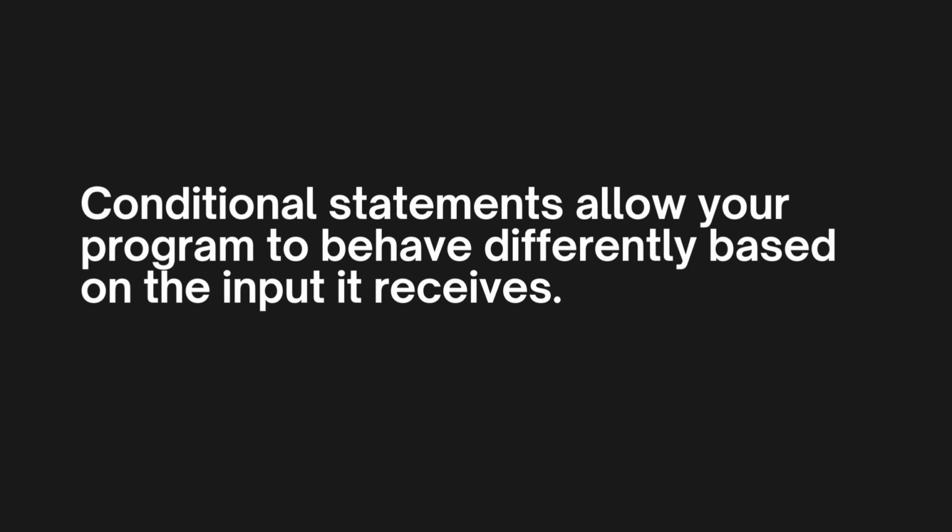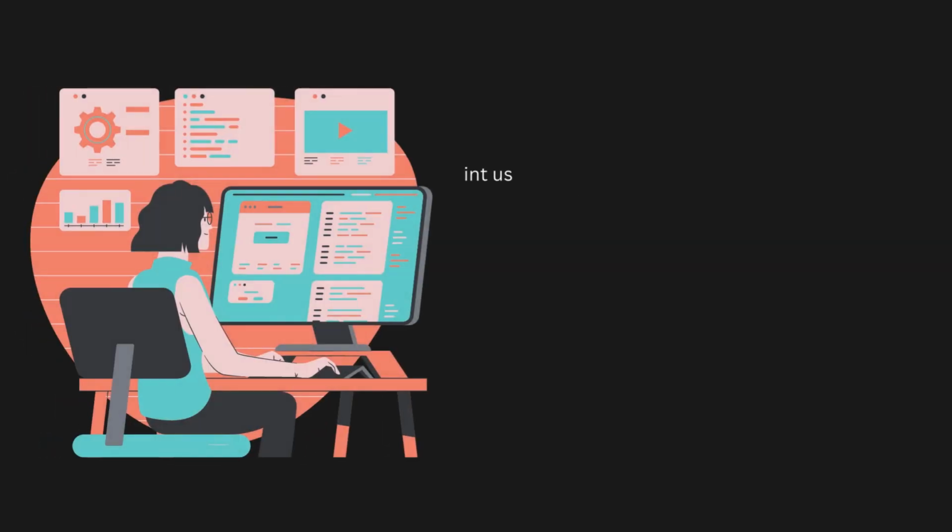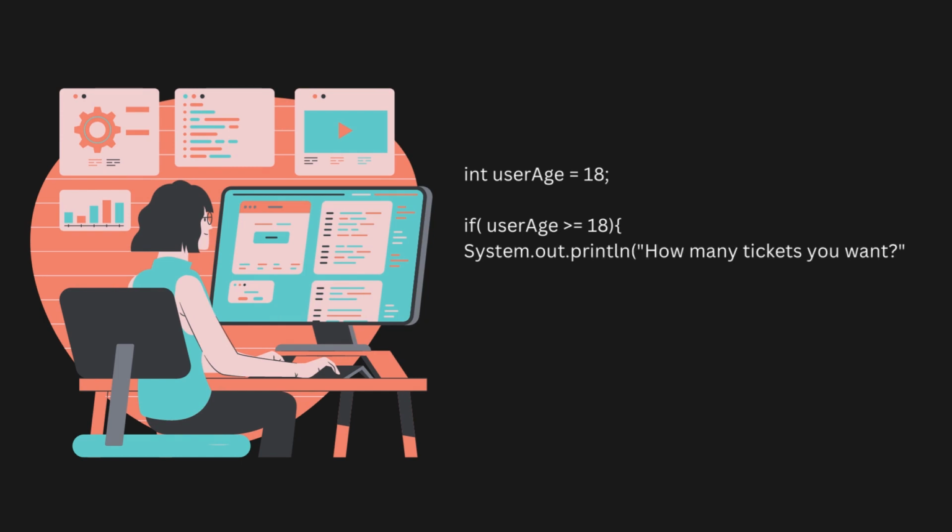For example, imagine you're writing a program that needs to determine whether a user is old enough to purchase a ticket to a movie. You could use a conditional statement to check the user's age and then decide whether or not to allow them to purchase a ticket.